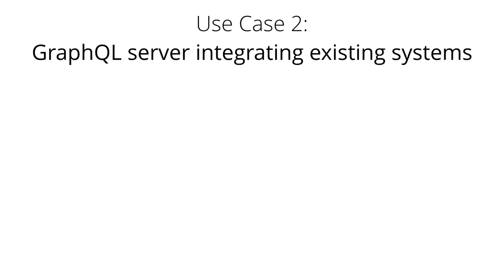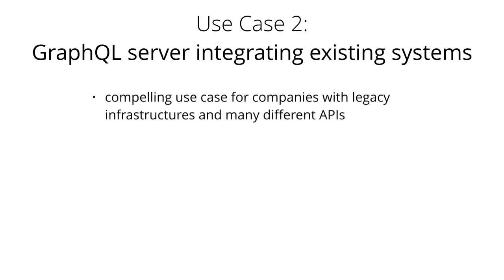Another major use case for GraphQL is the integration of multiple existing systems behind a single coherent GraphQL API. This is particularly compelling for companies with legacy infrastructures and many different APIs that have grown over the years and now impose a high maintenance burden. One major problem with these kinds of legacy systems is that they make it practically impossible to build innovative products that need access to multiple systems.